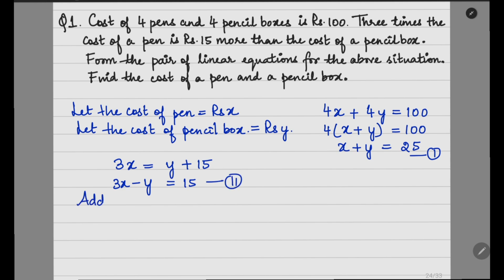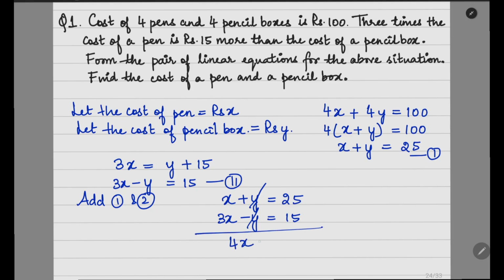Just simply add 1 and 2. So when you are adding 1 and 2, what do you get? x plus y is equal to 25 and 3x minus y is equal to 15. Plus y minus y will get cancelled. You will have 4x is equal to 40, and therefore x is equal to 10. And what is this x equal to 10? It's the cost of a pen.